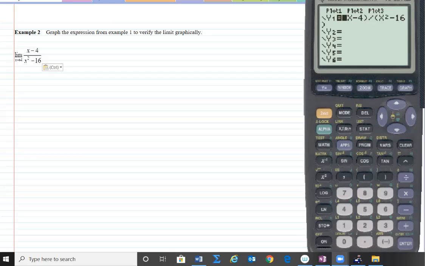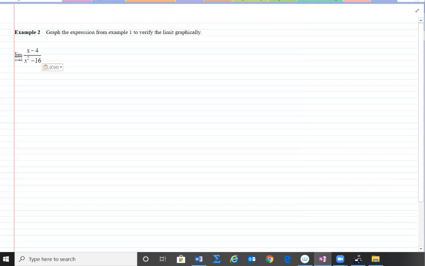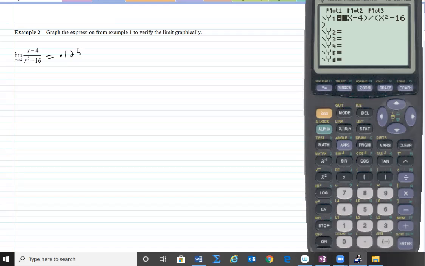Okay, now we're going to take a closer look at the graph of this. For example 2, we're going to graph the expression and verify what we found in example 1, sorry. And what we found, in case you don't recall, was that this limit was 0.125. Now, let's see if we can verify that on the graph.